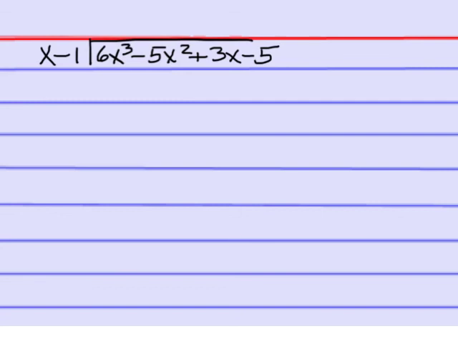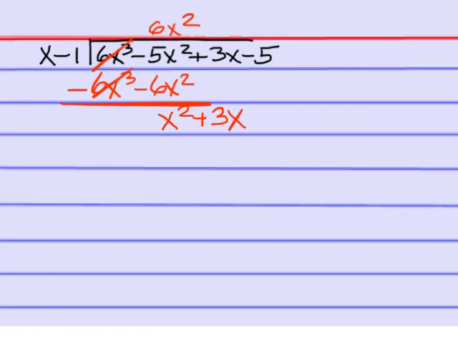The solution to the practice problem, we have to figure out what we multiply x by to get 6x to the third. And that's going to be 6x squared. Now multiply 6x squared by x and by minus 1 to get 6x to the third minus 6x squared. Subtract, these will cancel out, and now negative 5 minus a negative 6 is a positive 1x squared. So we just write x squared.